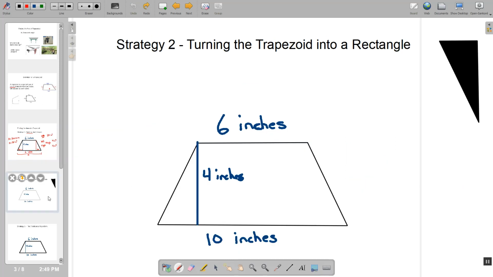Strategy 2 is turning the trapezoid into a rectangle. This is the one my wife, when she taught math, loved showing her students, because if you understand the strategy, it is really, really fast. So I want you to look at each of these triangles here on the outside.